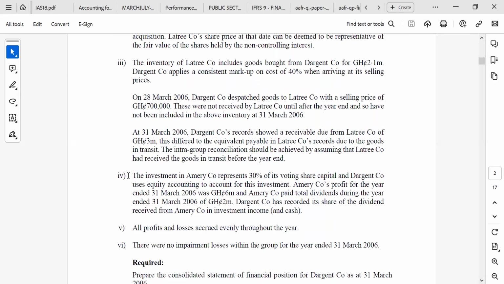The investment in Amri Co represents 30% of its voting share capital, and Sergeant Co uses equity accounting to account for this investment. Amri Co's profit for the year ended 31 March 2006 was 6 million, and Amri Co paid a total dividend during the year ended 31 March 2006 of 2 million. Sergeant Co has recorded its share of the dividend received from Amri Co in investment income and cash. So because of this treatment, the investment has been there since. So they are using what we call equity accounting. So that is the balance brought down, not the actual investment.